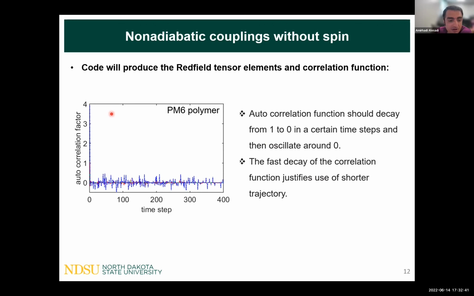And also for the autocorrelation, so far I have just finished 400 steps in my coupling calculations. We need to have a quick decay after the start of the simulation. So far, considering the time step of 0.5 femtosecond, after nearly 200 femtoseconds, we can see that the system is fluctuating around 0.